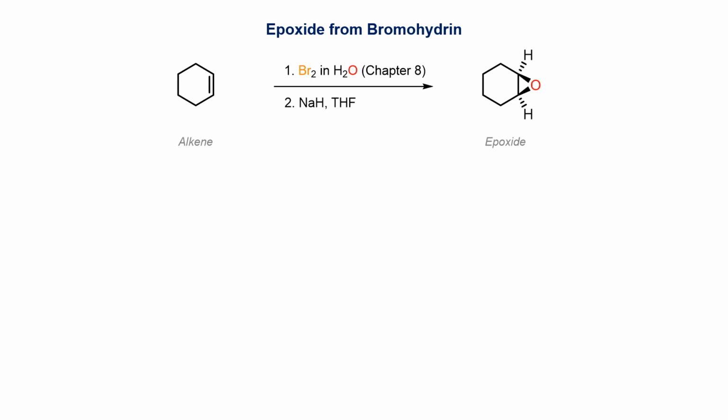Overall, this two-operation process is therefore a useful alternative to the addition of a peroxy acid to an alkene. The bromohydrin is formed in the first step, and its anti-stereochemistry allows for an intramolecular displacement to afford the cyclic epoxide.